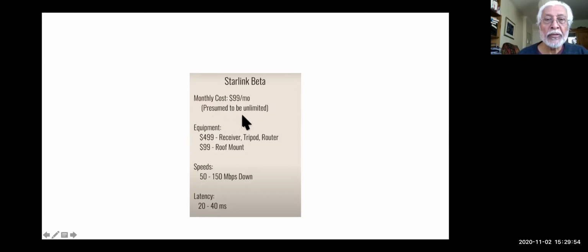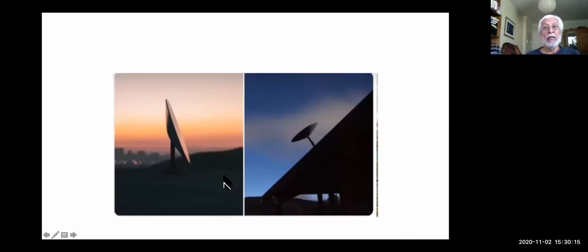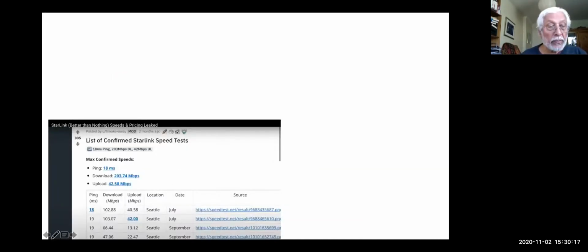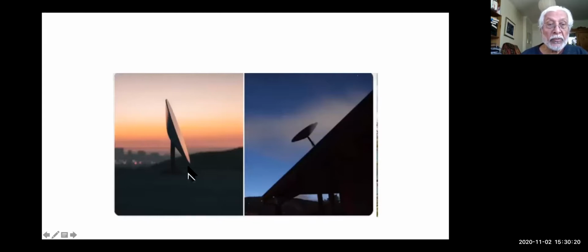Canada in USA, you pay $100 per month, and the equipment to start up is $500, and to mount it you have to pay extra. The speeds are about 150 megabits, and latency 20 to 40. So you can see it's very good. And this is the dish that you have to buy, which comes with the equipment for $500, along with the router and the connectivity, the wires and so on.